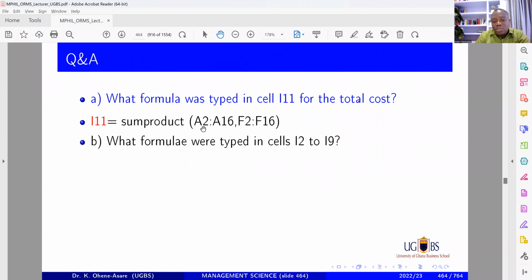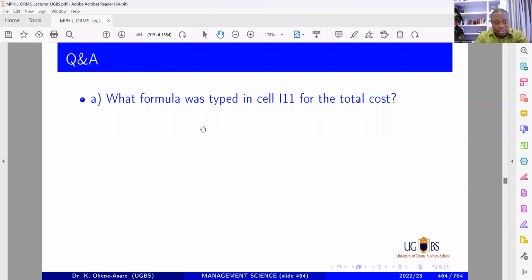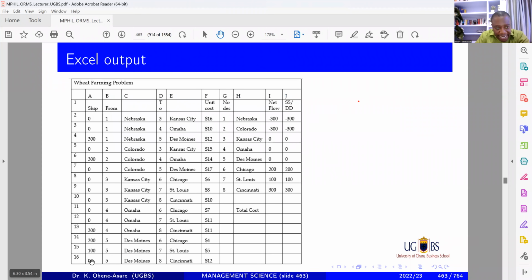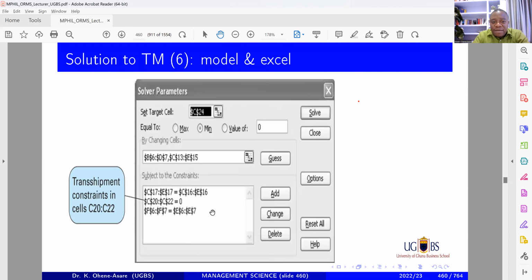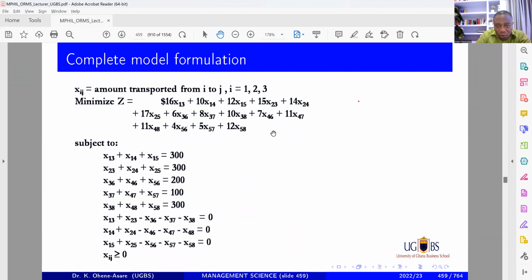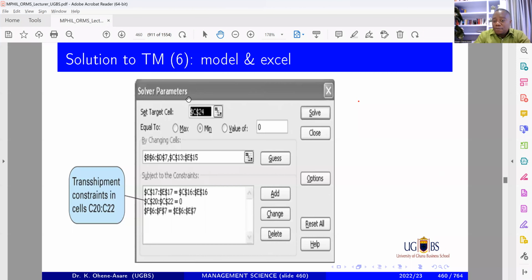So you write A2, I said 11, but it continues all the way to the end. A2 all the way to A16 here, and then F2 all the way to F16. And again, they will follow this same formula. If you look at this information, 2 to 16 is 15. And we remember that we said the decision variables are 15. So if you count, they are supposed to be 15. So your naming should be up to 15.